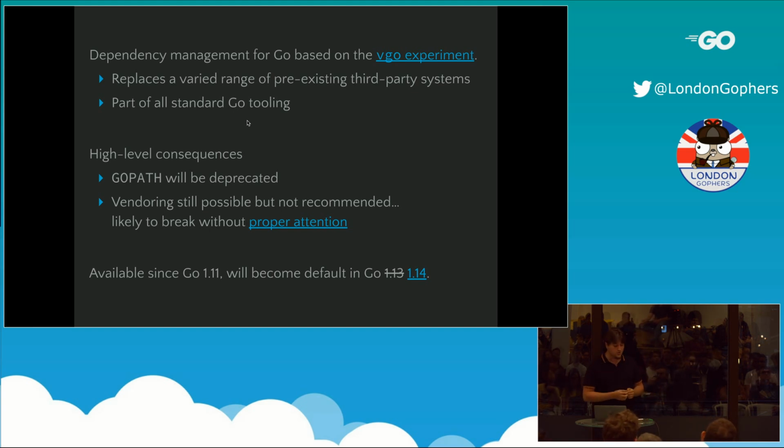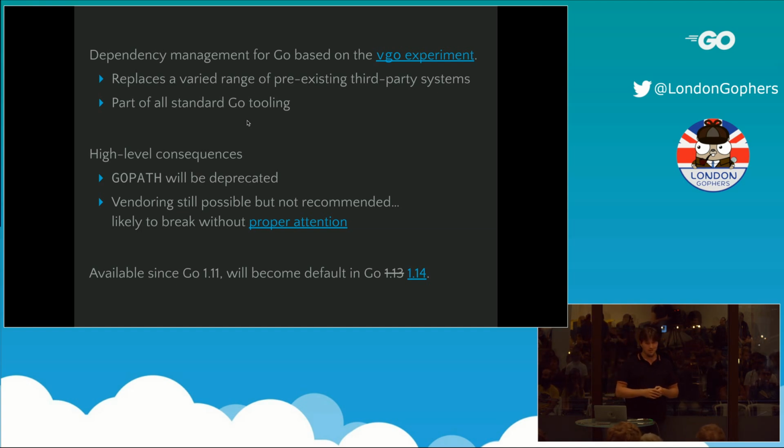Some of the high-level consequences: everybody used to be familiar with GOPATH. Well, you can say bye-bye to it. Obviously, it will be supported as long as we're on the 1.x versions of Go. It probably will go away with 2.x, but you will not be able to use it anymore, or at least need to use it anymore, when using Go modules as your dependency management.